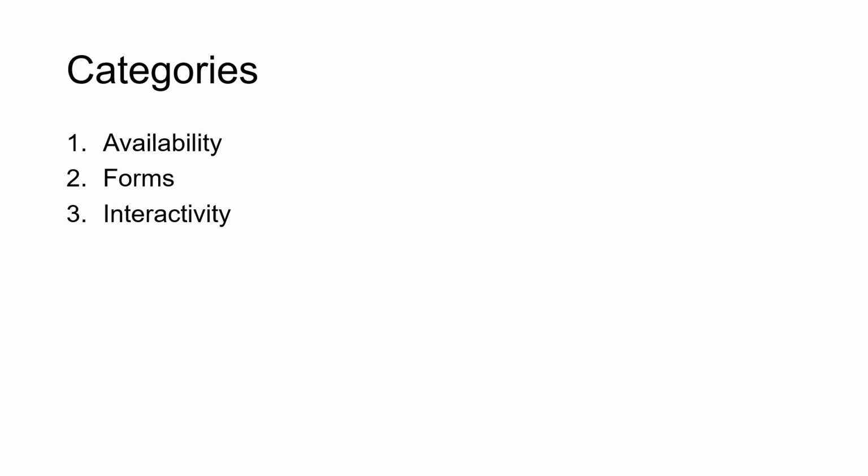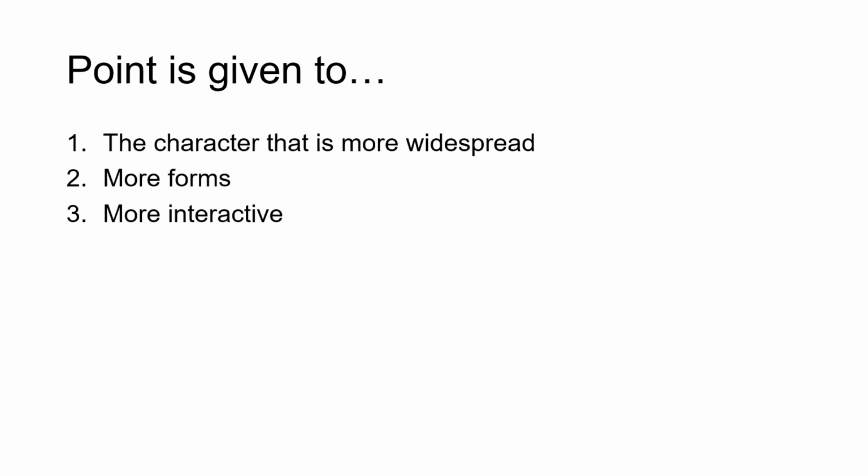Number 3, interactivity. Now there's 2 different types of characters that you can meet at Disney, face and fur. A face character is where you can actually see their face and they can talk to you. Now this doesn't mean they're more interactive than a fur character by default. A fur character is the one with the big head and can't talk to you. They have to rely on hand gestures and sign language. This doesn't mean that if a face and a fur go up against each other, the face character automatically wins. A fur character can be just as interactive as a face character. So the point is given to the character that is more interactive.